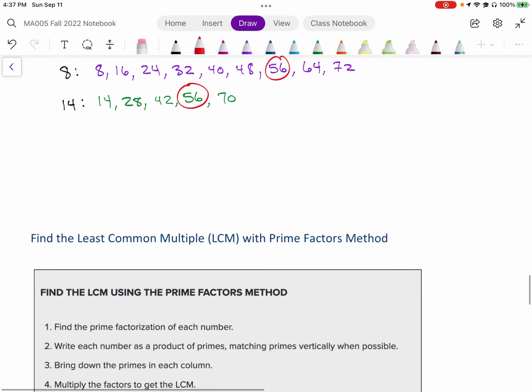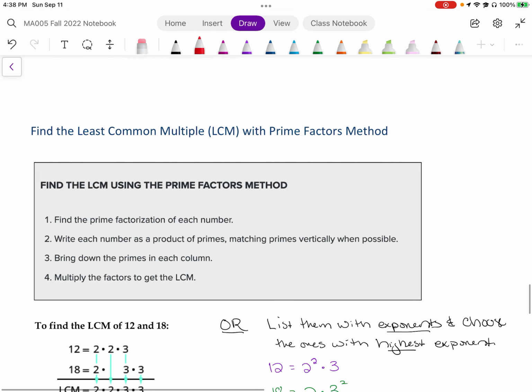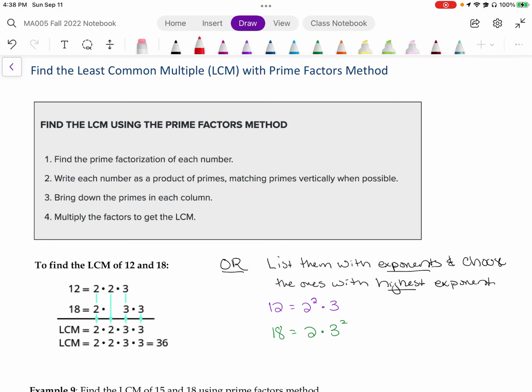Now there's another method, and here are the steps. I'm not going to read them to you. You can pause and read them if you'd like, but I'm going to show you. All right, so the book does it the way on the left. You can also do it the way on the right. It's a little bit of a shortcut, so you don't have to write quite so much, and sometimes it makes a little more sense to people. Either way is fine with me. It doesn't matter, and I'm going to show you this.